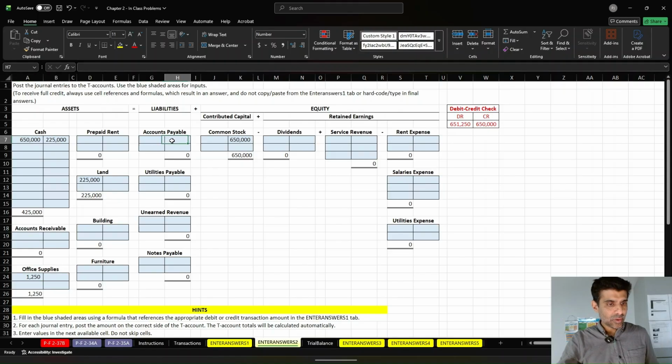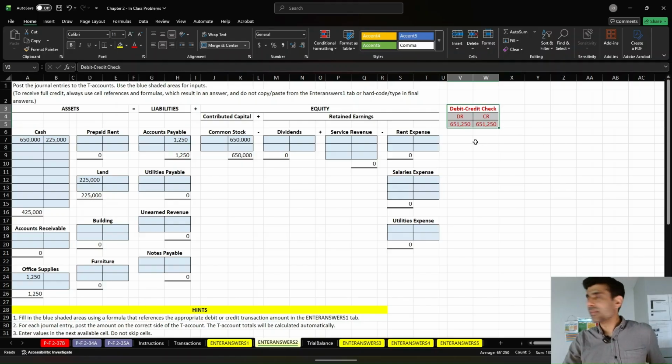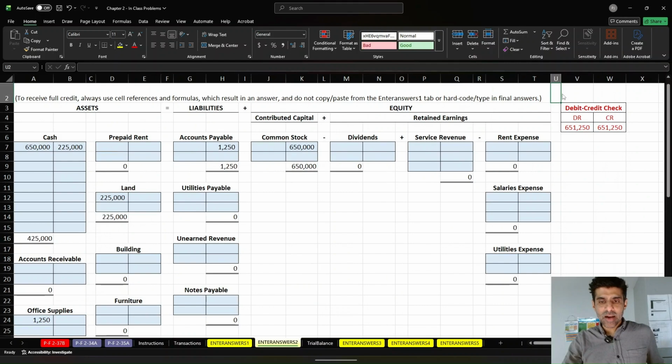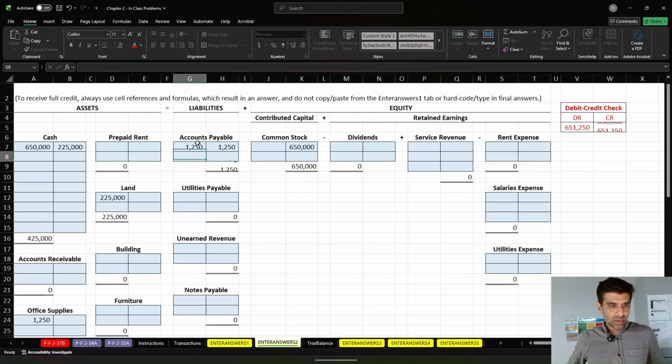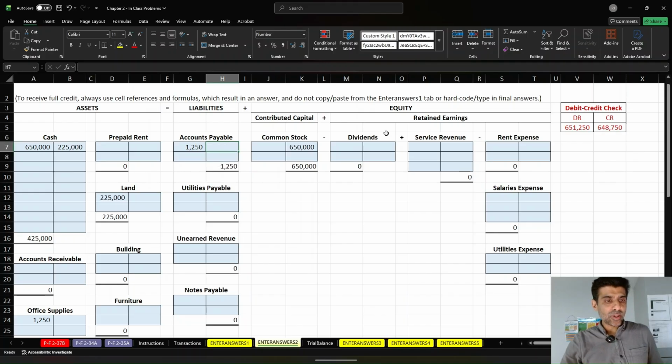And then, where is it? Accounts payable, credit. So you can see here in this little debit credit check, we're balanced, right? This little corner right here, you can see that we have a balance. If I had messed up, let's say I'd put the credit to accounts payable incorrectly, you could see that I would have thrown this balance off, right? So this spreadsheet is set up in a way to help you avoid a mistake.